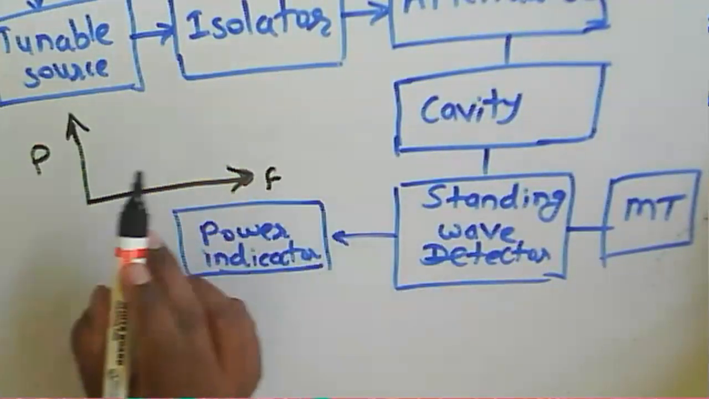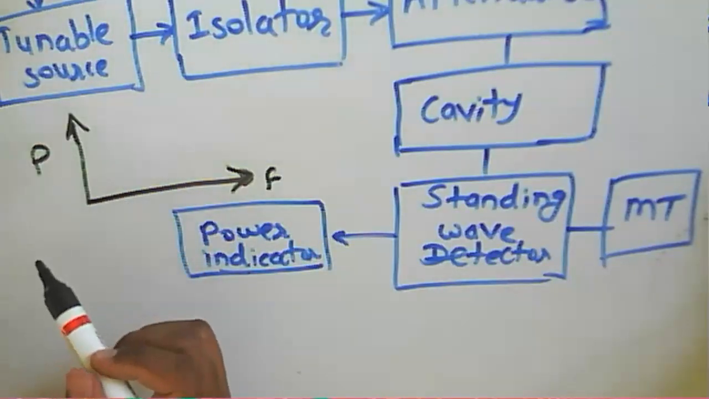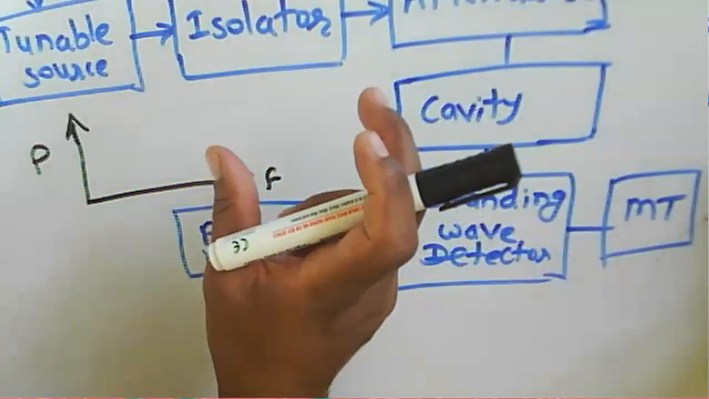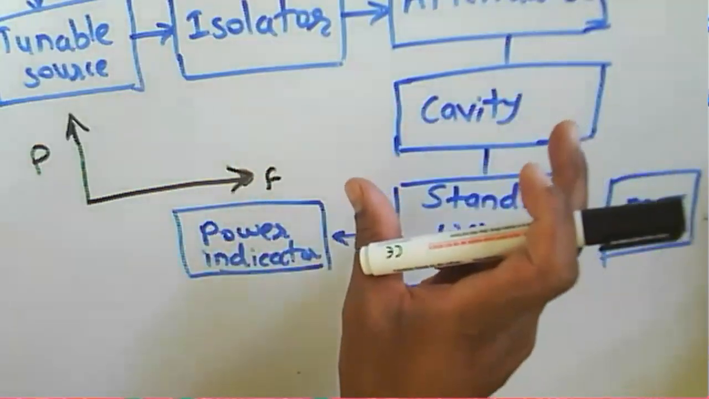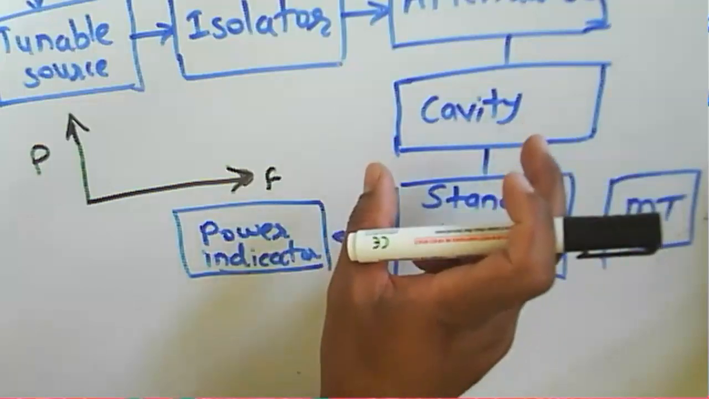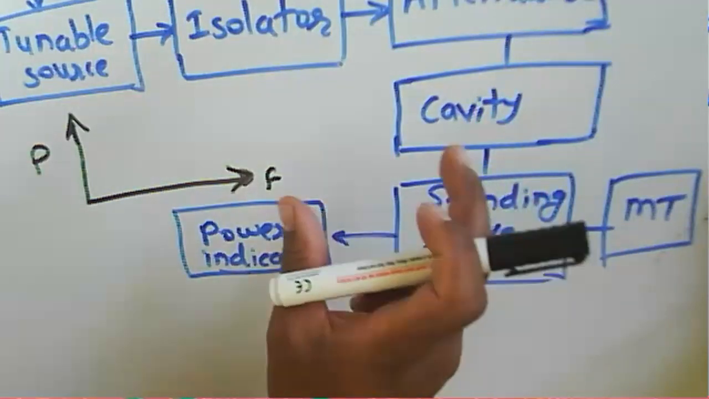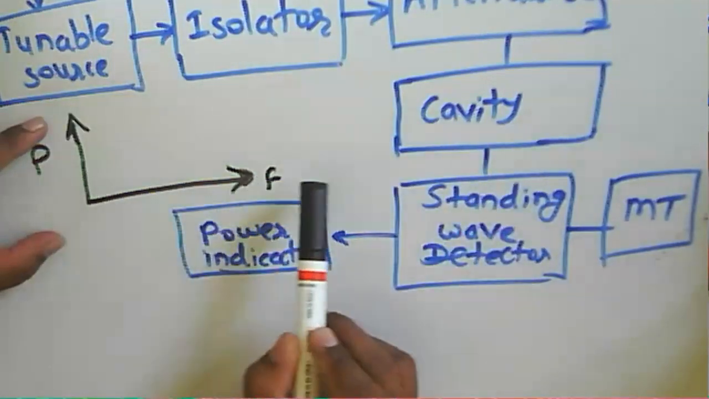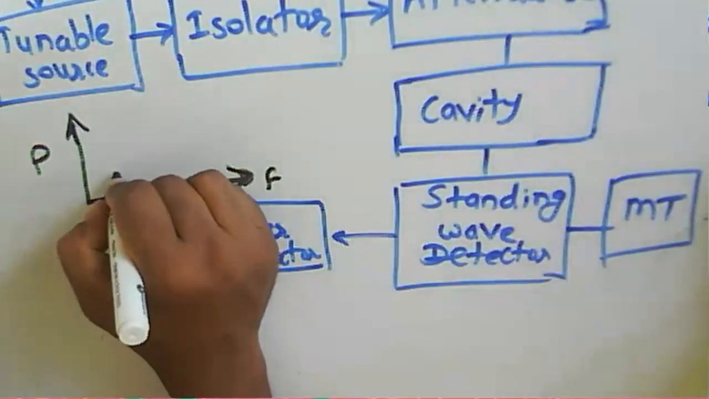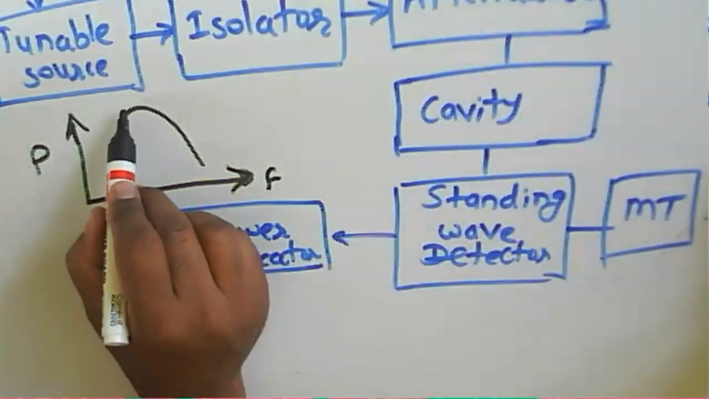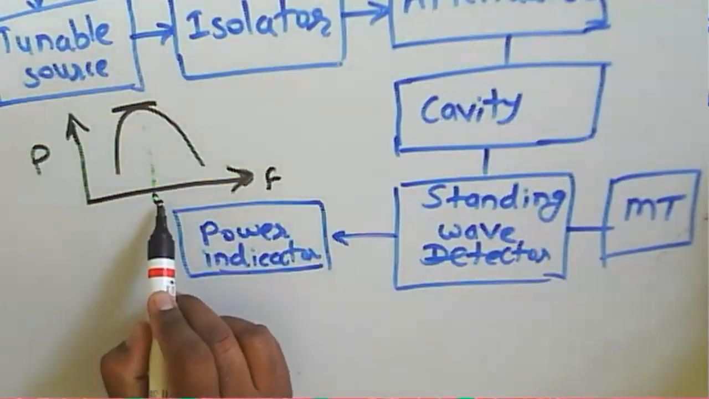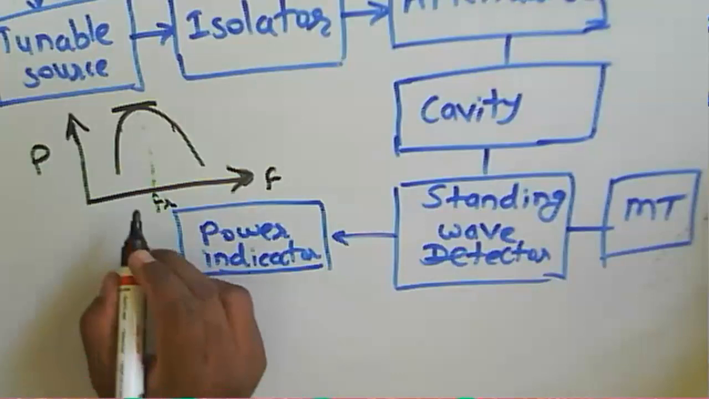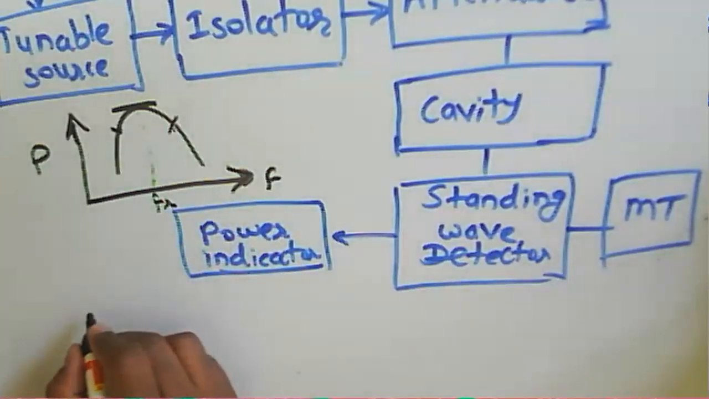In this case, there will be maximum power at the frequency where the resonant frequency of the cavity and the signal frequency match. So we find the power with respect to different frequencies. Somewhere we will get the maximum power at some resonating frequency. From this, we calculate the bandwidth. That is about the 3 dB point. We find the 3 dB point, and then we find the Q.